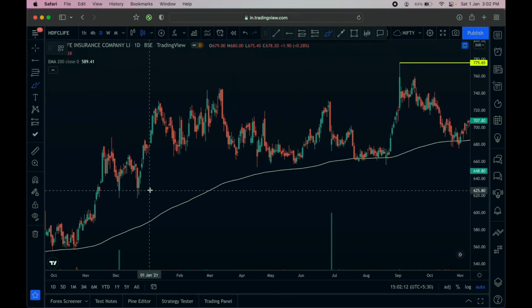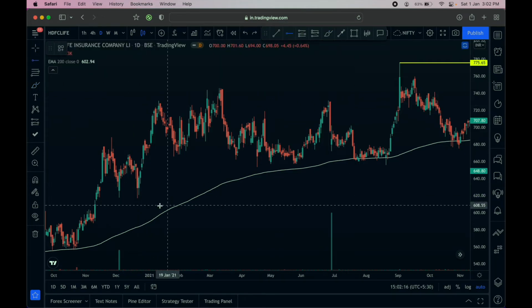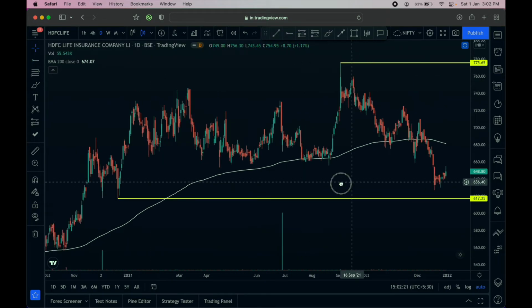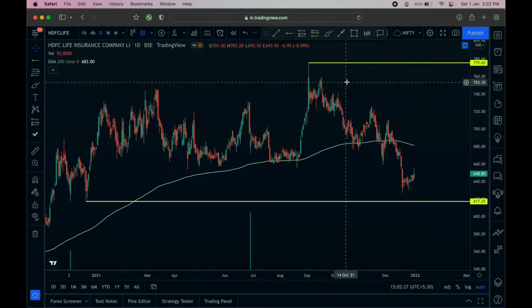This is the only bit of area that I feel can act as a support level once HDFC Life reaches here. So I will mark this level. That's it. You do not have to overcomplicate things, guys. Just mark the obvious swing highs and swing lows.